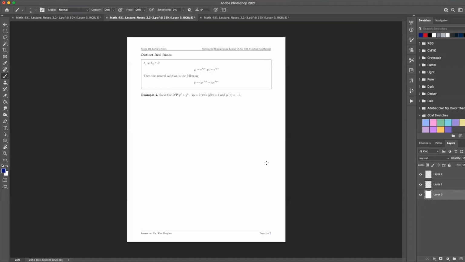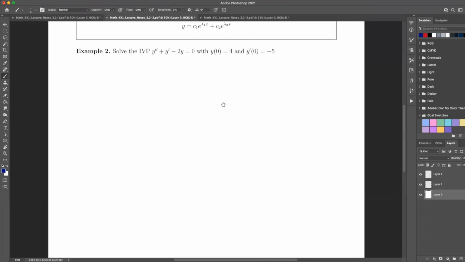All right, so let's start with the real distinct roots. I'm going to show you what the answers are. We're going to solve for one, and then we're going to do it.